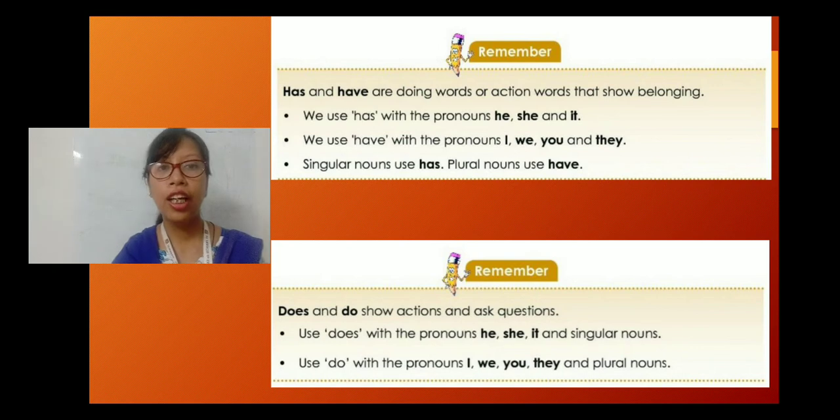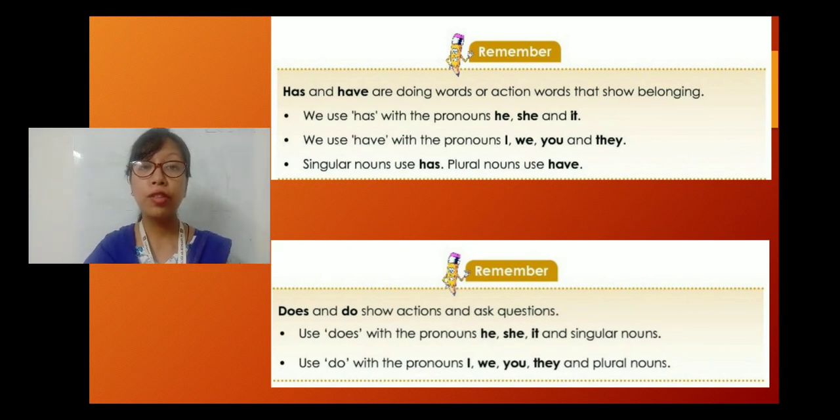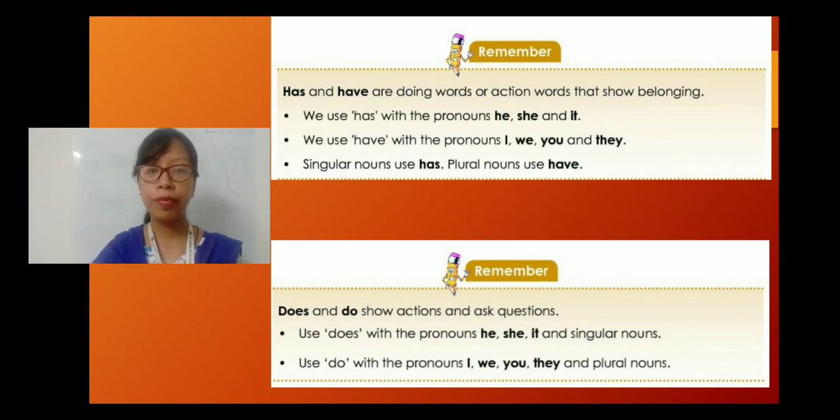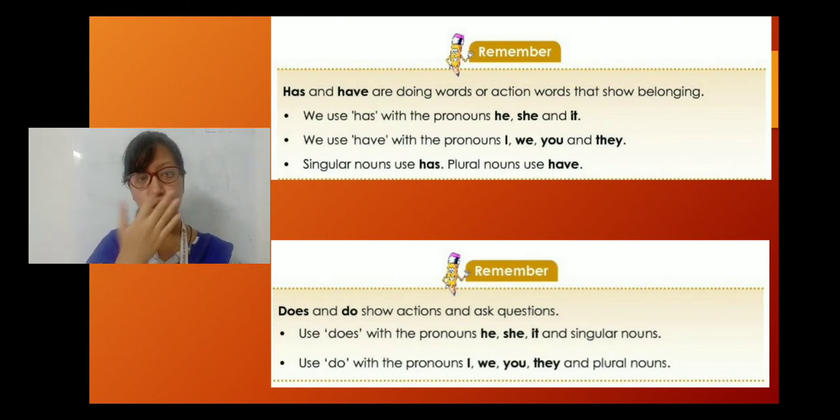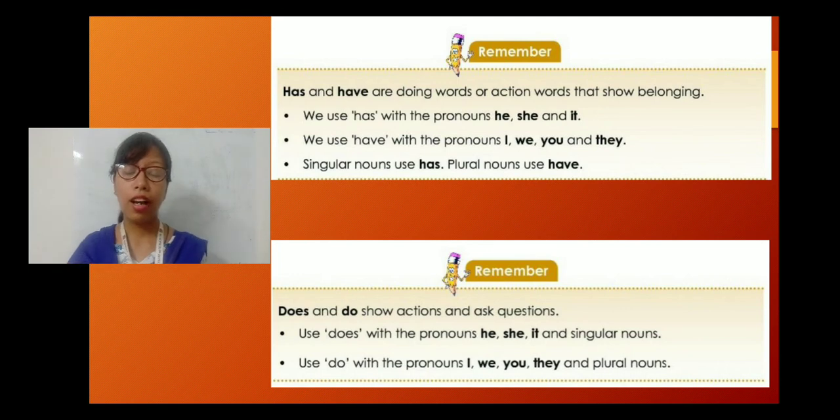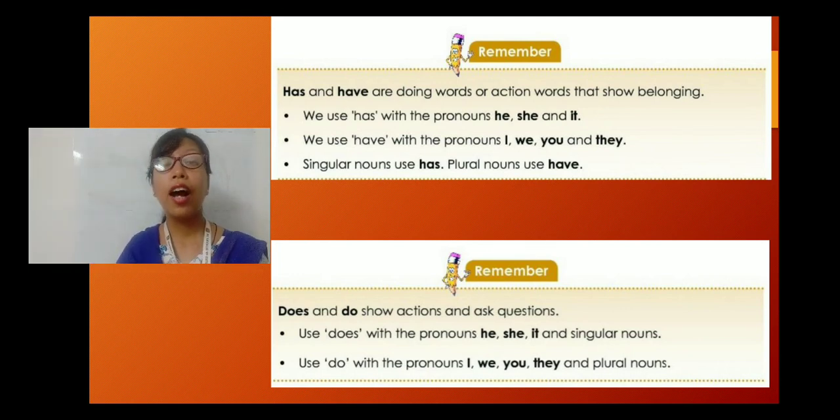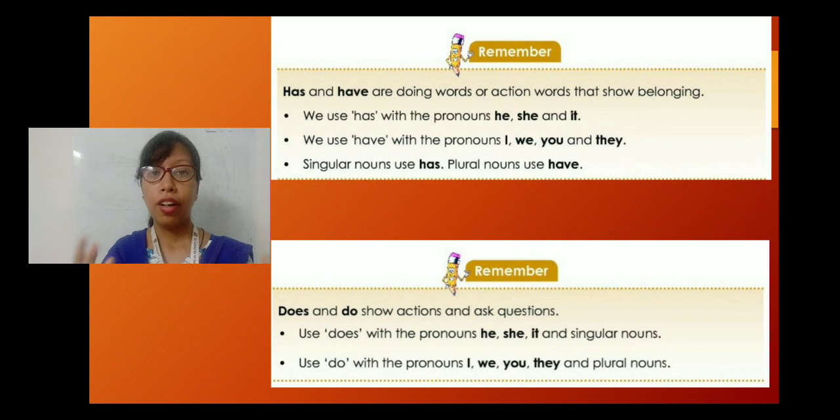In the same way, does and do. We use does with singular nouns like he, she, it. Clear? And we use do with the plural form, that is we and they, along with I and you. So always remember: has and does with singular, have and do with plural, including I and you.